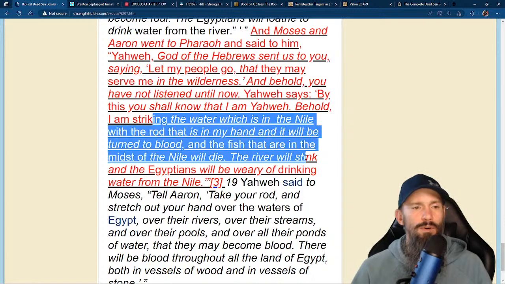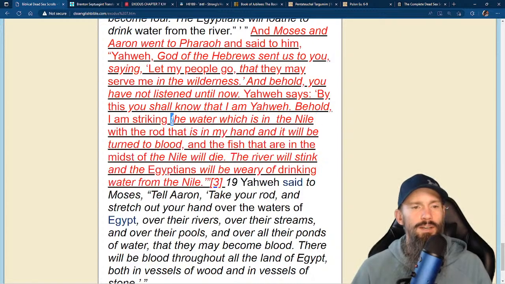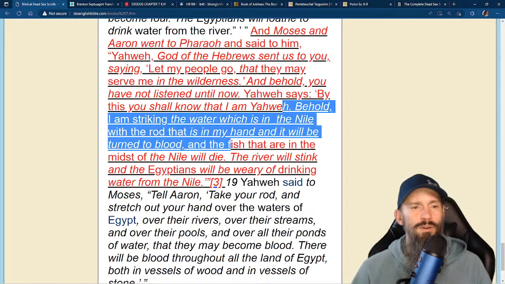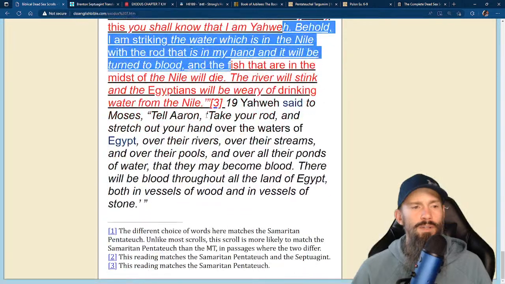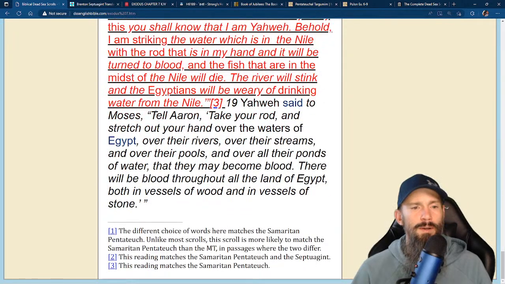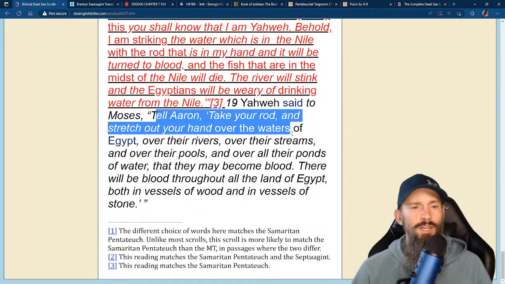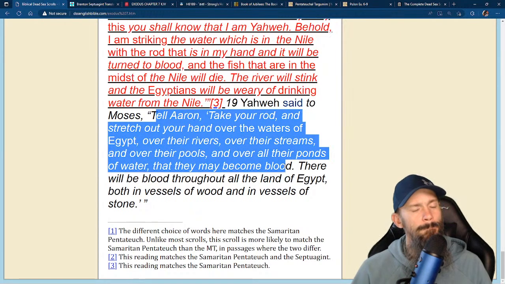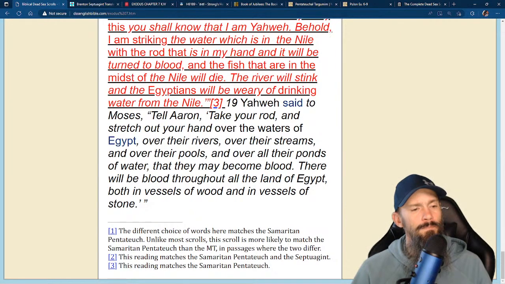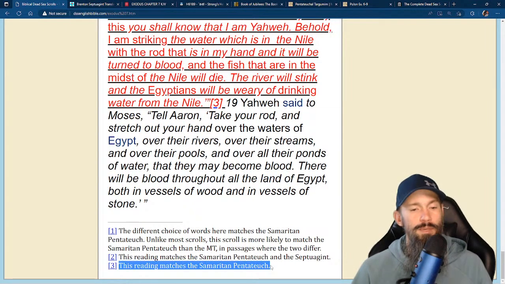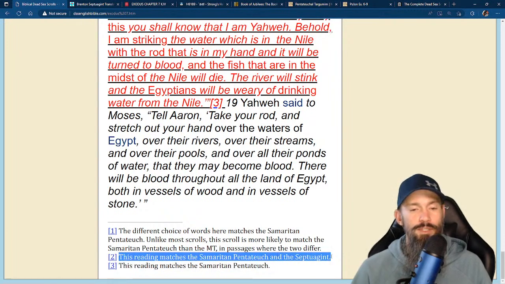I'm striking the water now with a rod in my hand. Behold, I am striking the... Then Yahuwah said, tell Aaron, take your rod. What's up with that? This reading matches the Samaritan Pentateuch and the Septuagint. The different choice of words here matches the Samaritan Pentateuch.